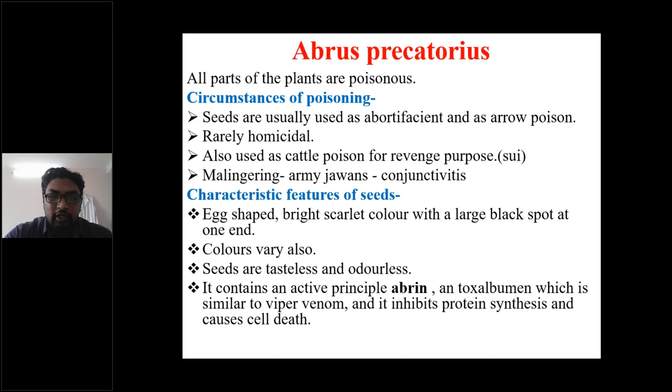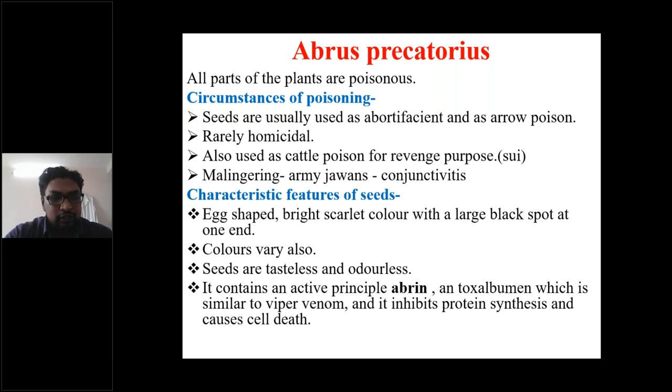Normally we call it sui, where the Abrus precatorius seeds are crushed and then made into long needle-like structures, and these needle-like structures are implanted on a wooden plank and then hit on the back of the animal so that the poison can enter into the animal and then the cattle will die. So normally it is for revenge purpose. It is used as a cattle poison in the form of sui.